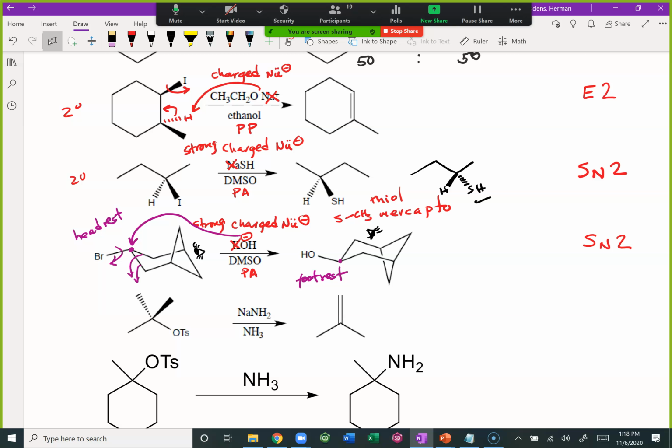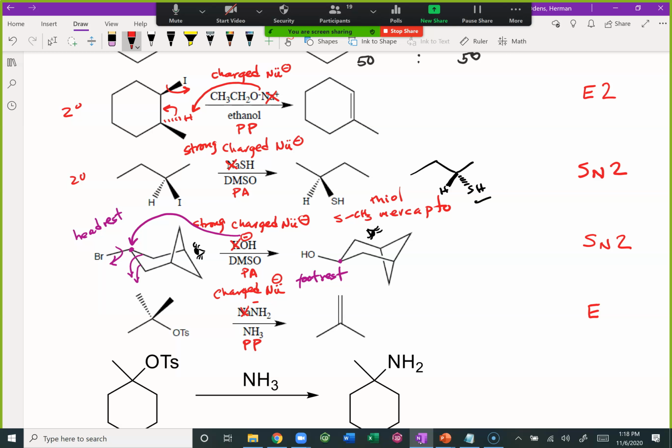What is that? Elimination or substitution? Elimination. So let's figure out if it's E1 or E2 now. So what do we have? We have a charged nucleophile. So if you do this, you'll be in good shape for the next exam, for the next milestone. And here you have ammonia. What kind of solvent is ammonia? Polar protic or polar aprotic? Protic, yes. Polar protic because the hydrogens are next to a heteroatom, nitrogen.